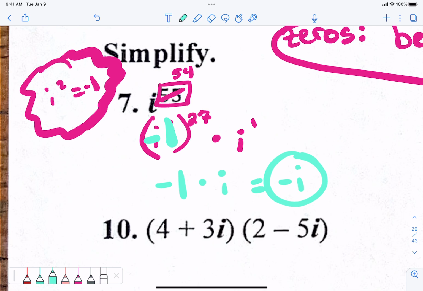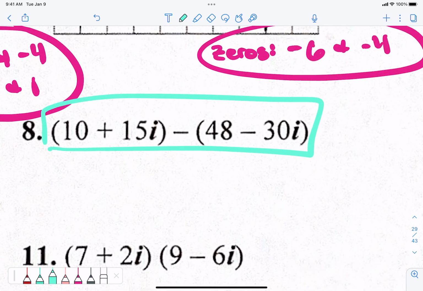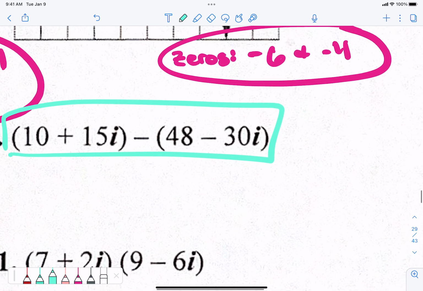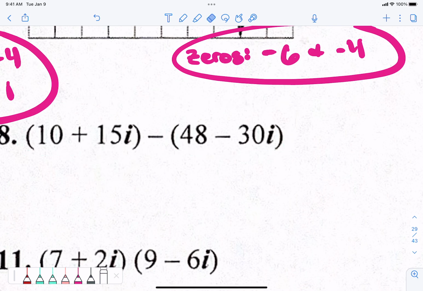i exists a lot. These problems that we're doing here exist a lot in electrical currents. They use i for electrical currents. So this is like the units that they deal with when you're trying to figure out a positive charge or a negative charge.